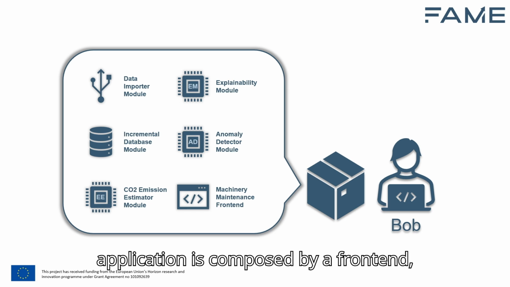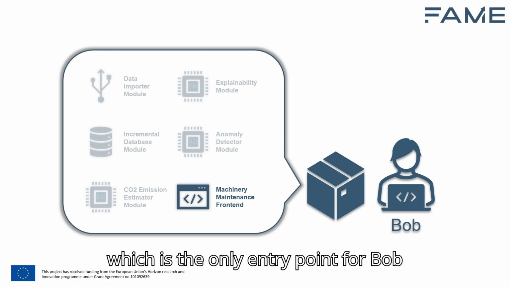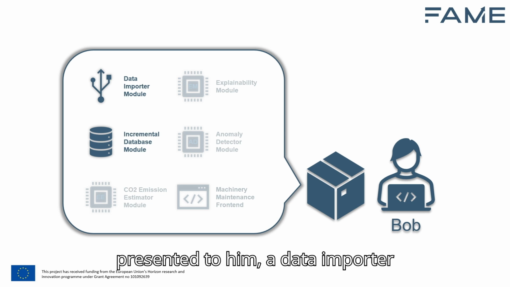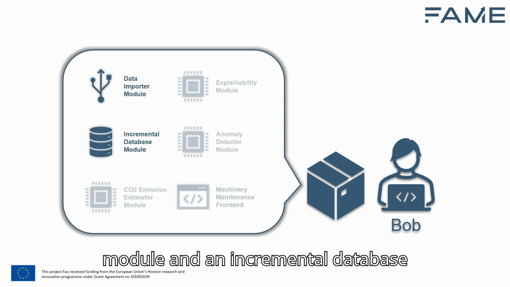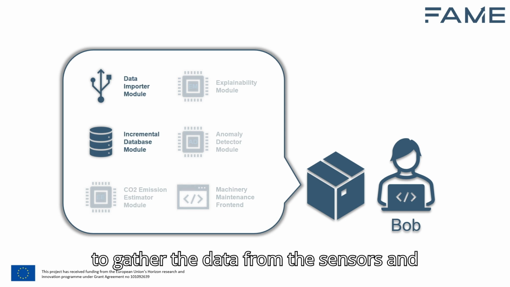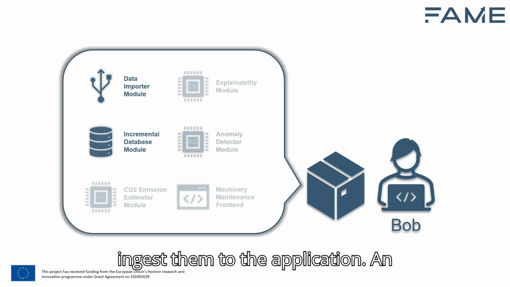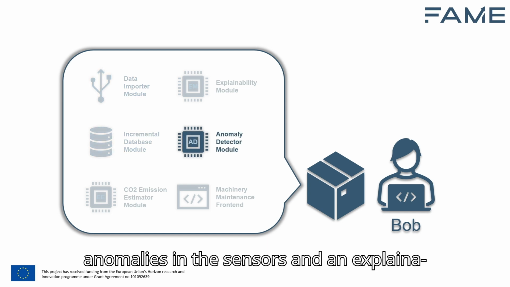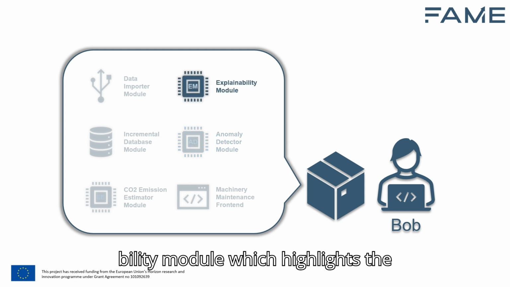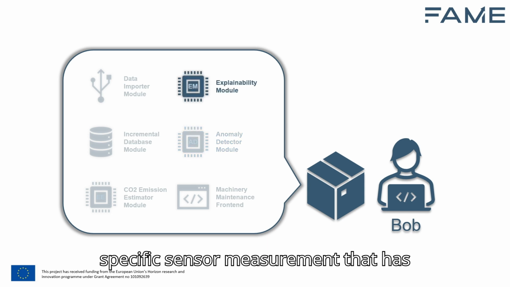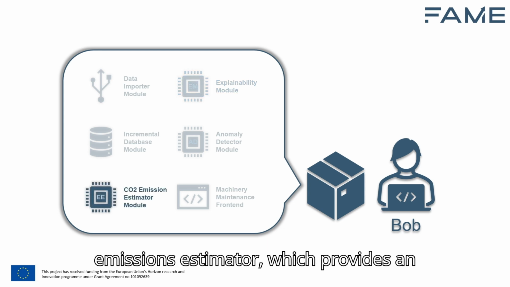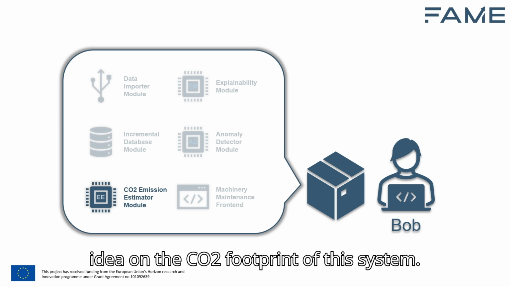The application is composed by a front end, which is the only entry point for Bob, and where all the information is presented to him, a data importer module and an incremental database module, which are the mechanisms needed to gather the data from the sensors and ingest them to the application, an anomaly detector module, which is a machine learning model that identifies anomalies in the sensors, an explainability module, which highlights the specific sensor measurement that has triggered the alarm, and a CO2 emissions estimator, which provides an idea on the CO2 footprint of this system.